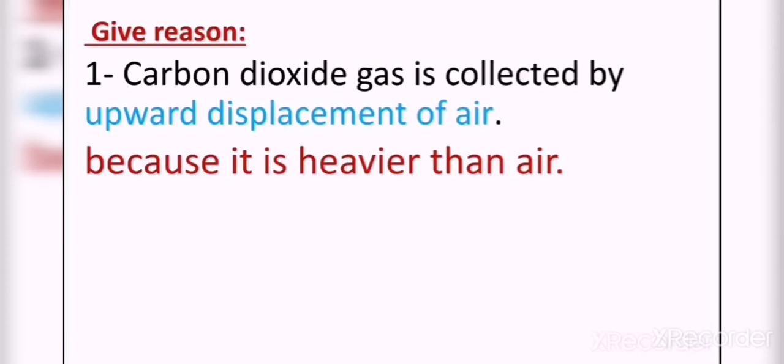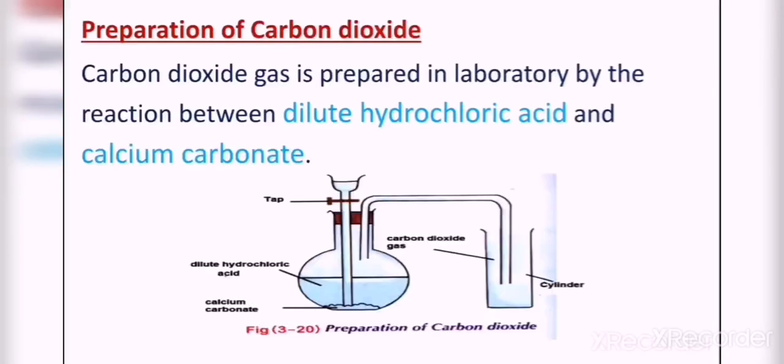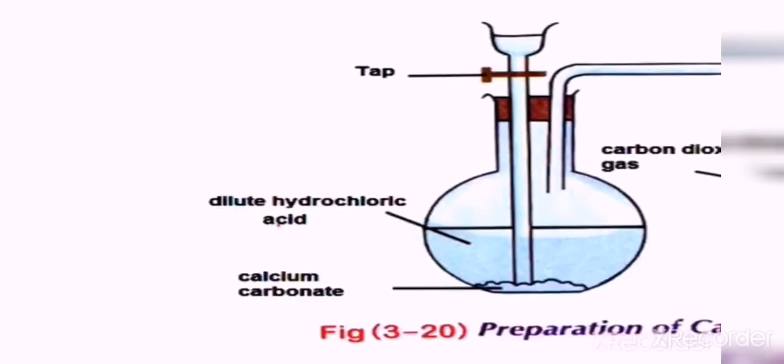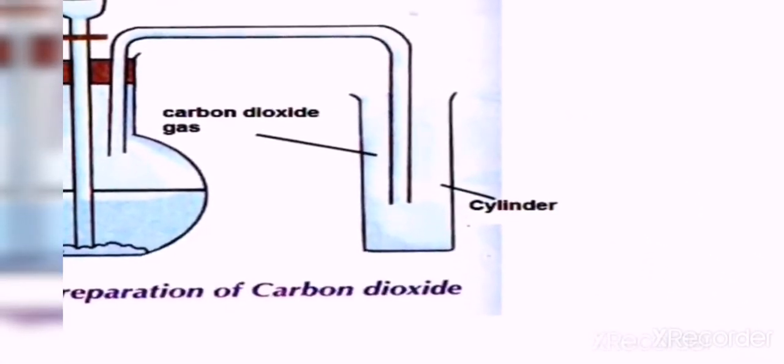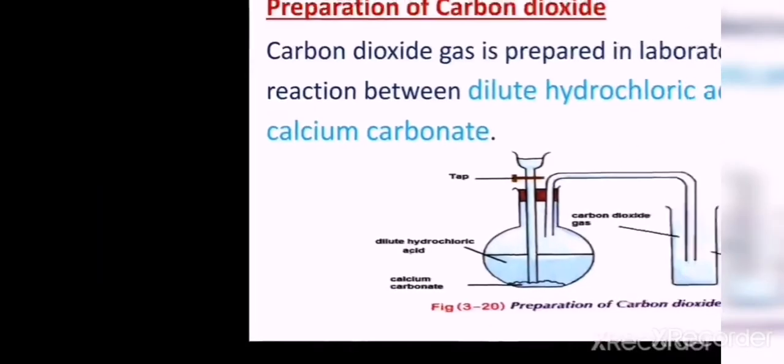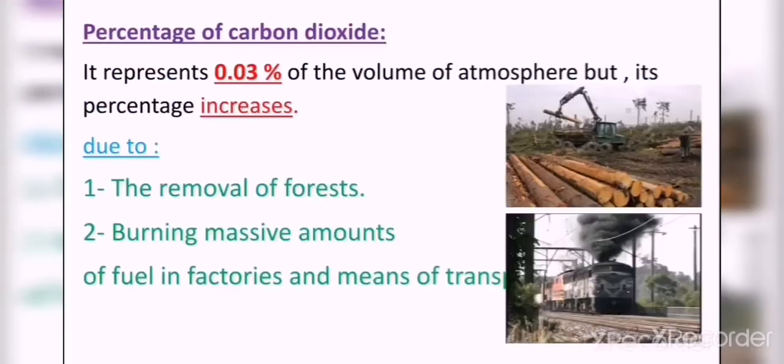And the carbon dioxide gas is collected by upward displacement of air. You observe here, it is collected by upward displacement of air. Why? Because the carbon dioxide gas is heavier than the air. So it is collected by upward displacement of air.